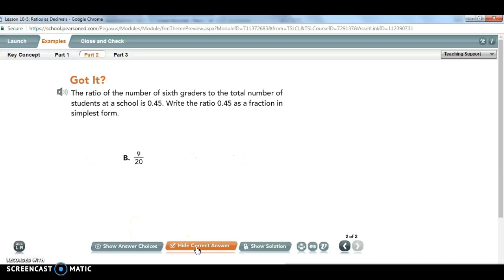The correct answer is B, 9/20. I know this because 45 hundredths, that's how you say it as a decimal. That's also how you write it as a fraction, 45 over 100. 45 and 100 are both divisible by 5. 45 divided by 5 equals 9, which is how I get this top number. And 100 divided by 5 is 20, which is how I got my bottom number. So the answer again is B, 9 to 20.